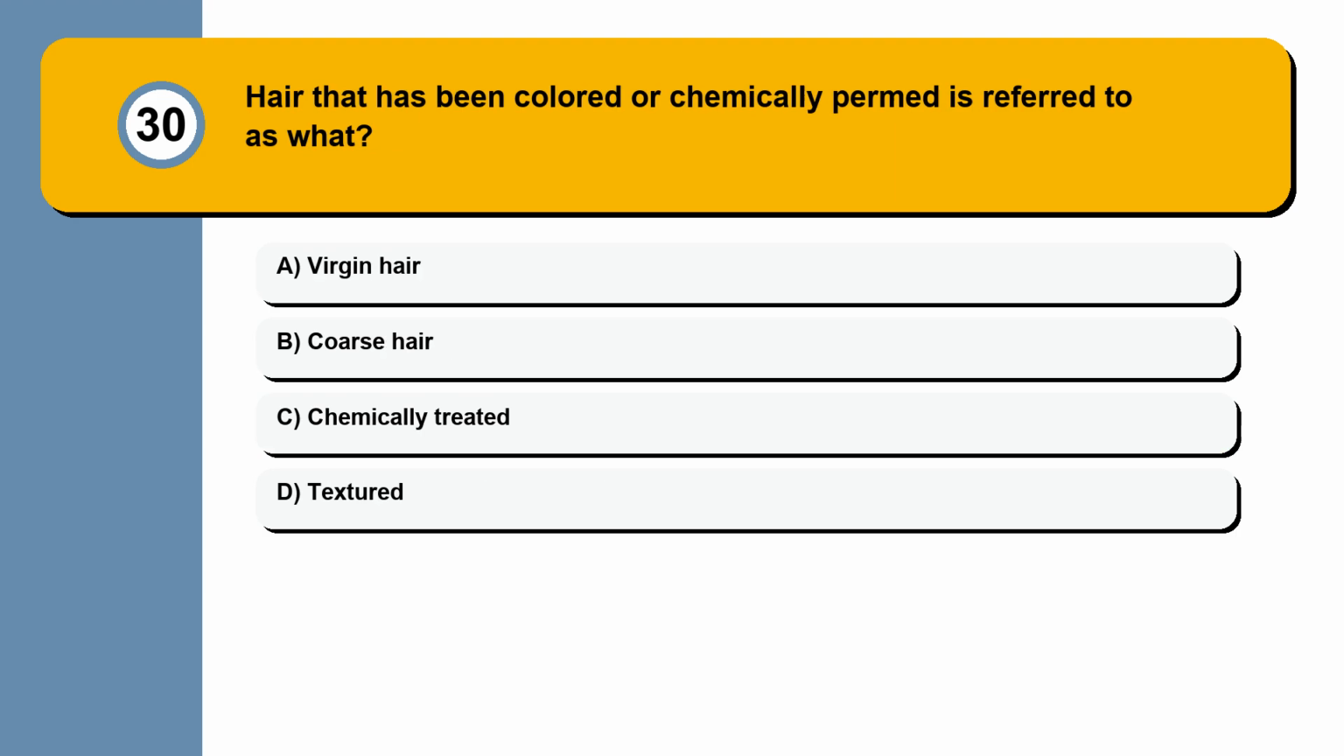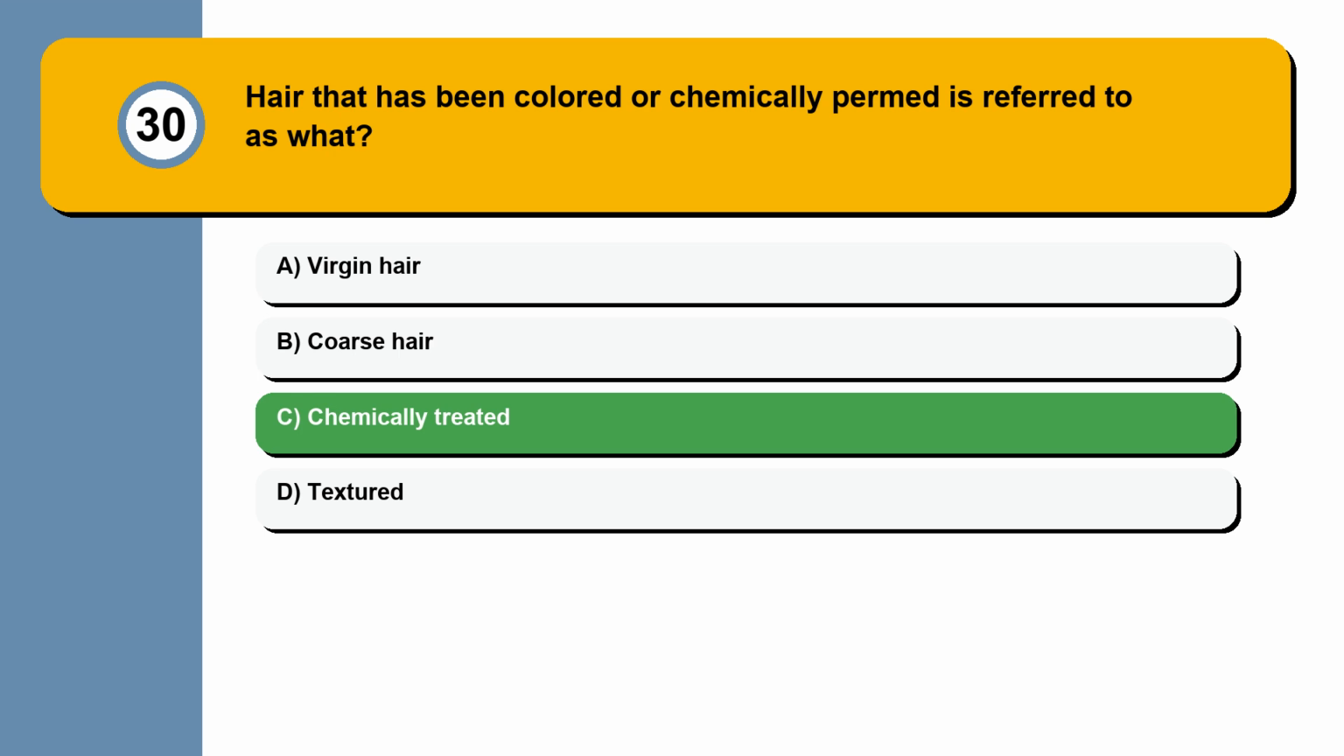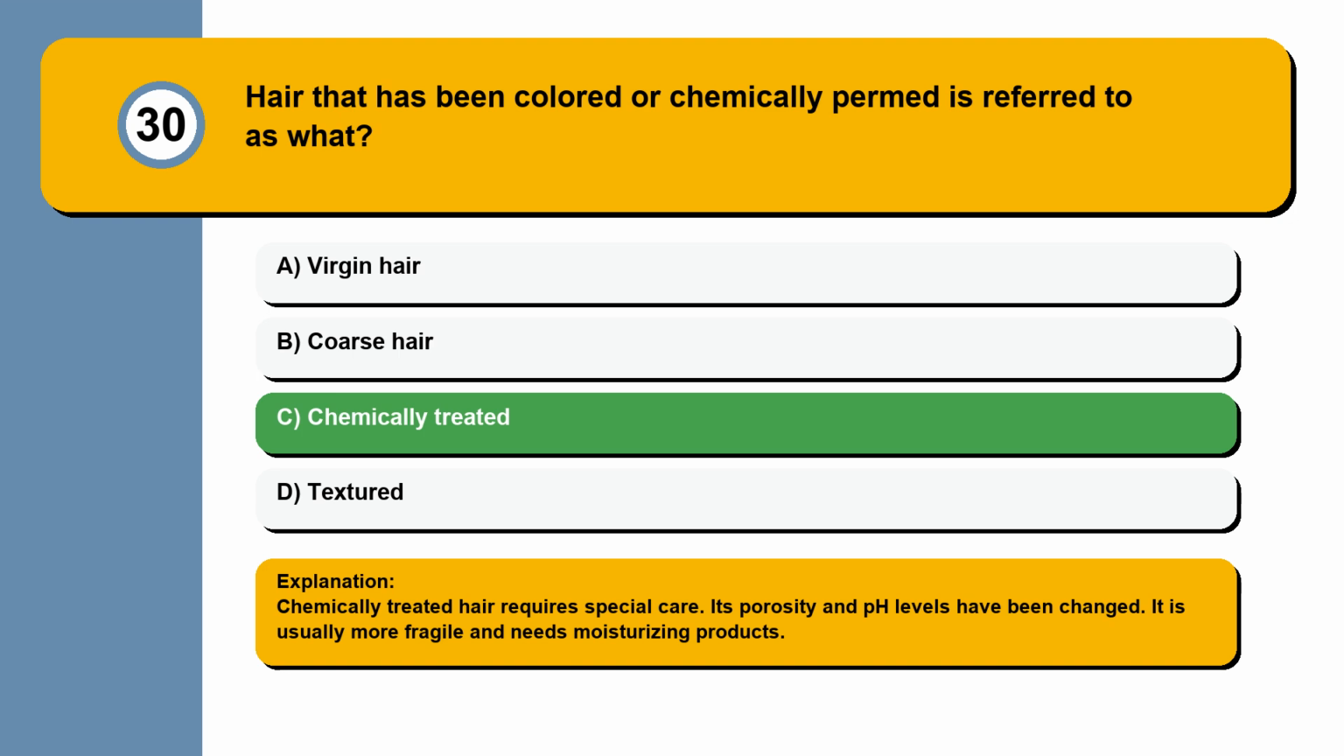Question 30. Hair that has been colored or chemically permed is referred to as what? Virgin hair, coarse hair, chemically treated, textured. Chemically treated hair requires special care. Its porosity and pH levels have been changed. It is usually more fragile and needs moisturizing products.